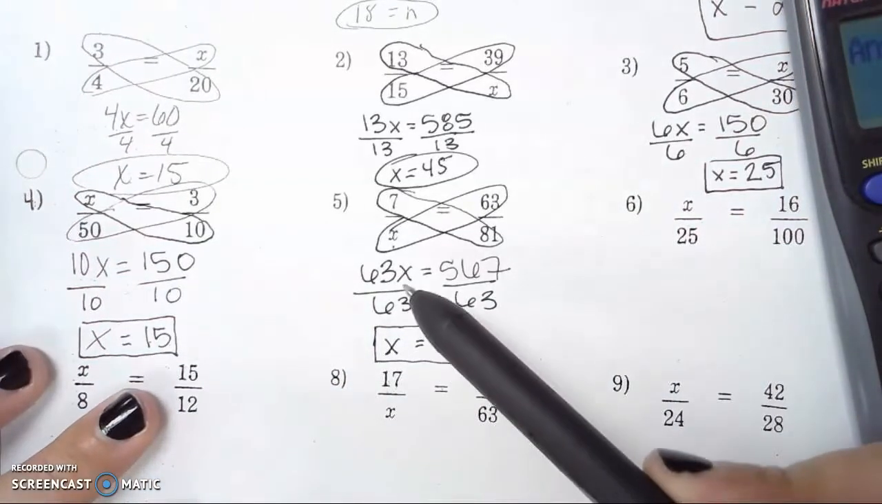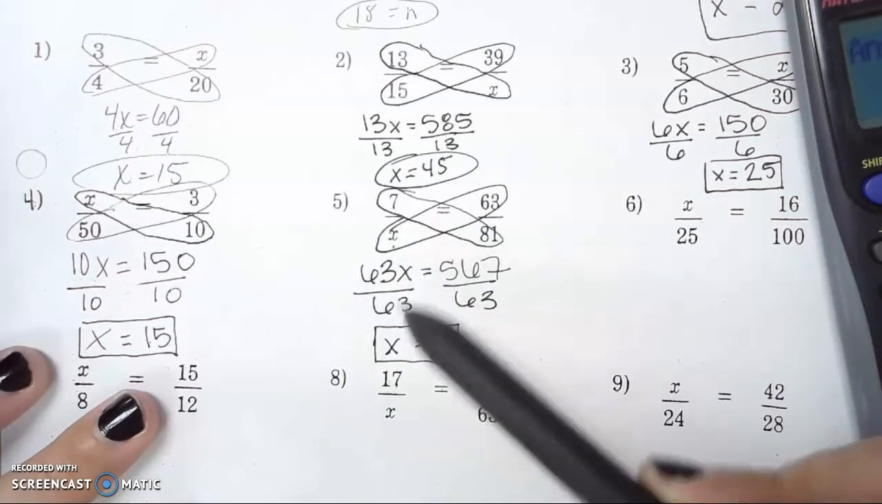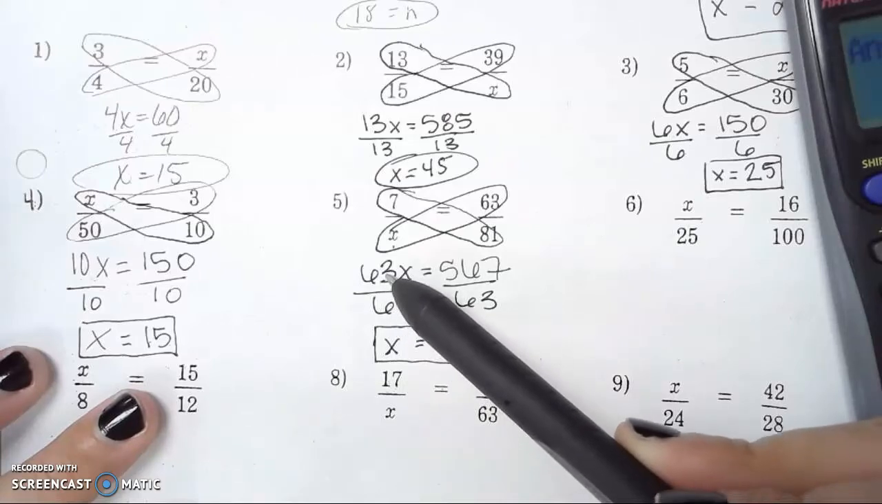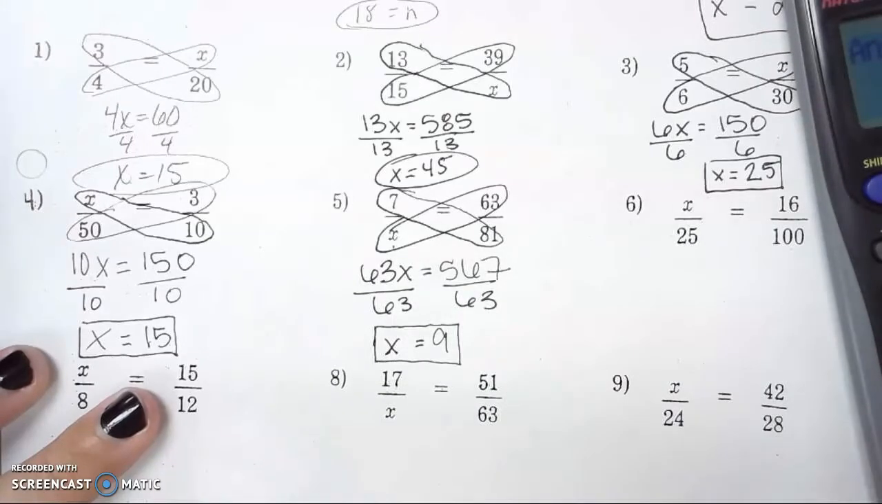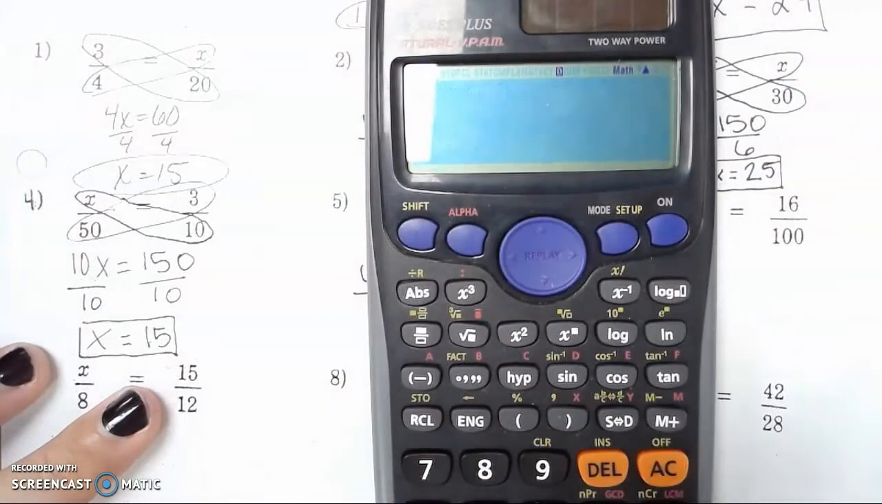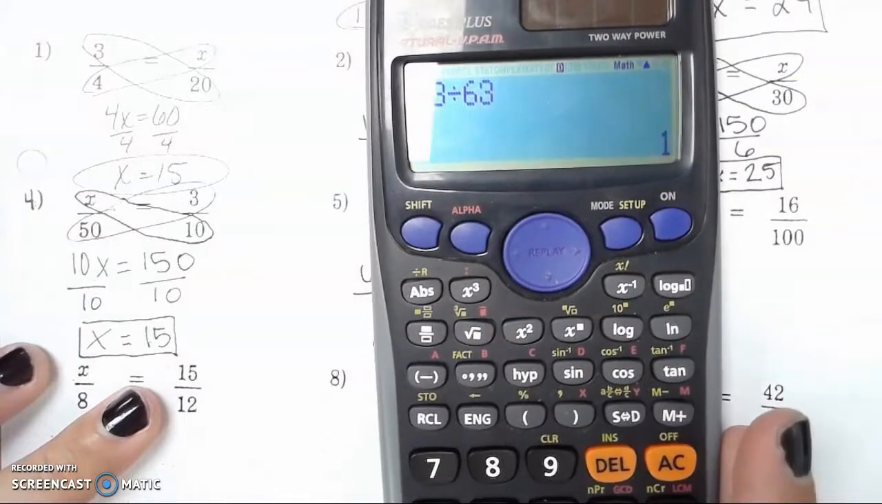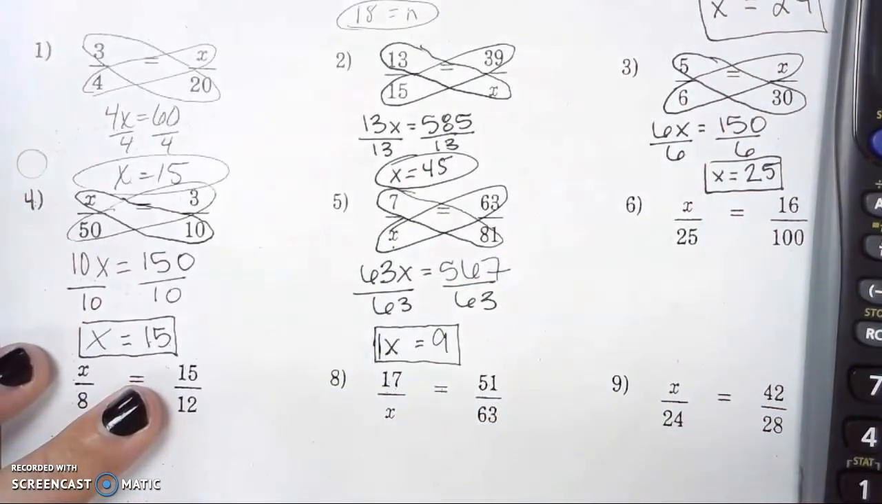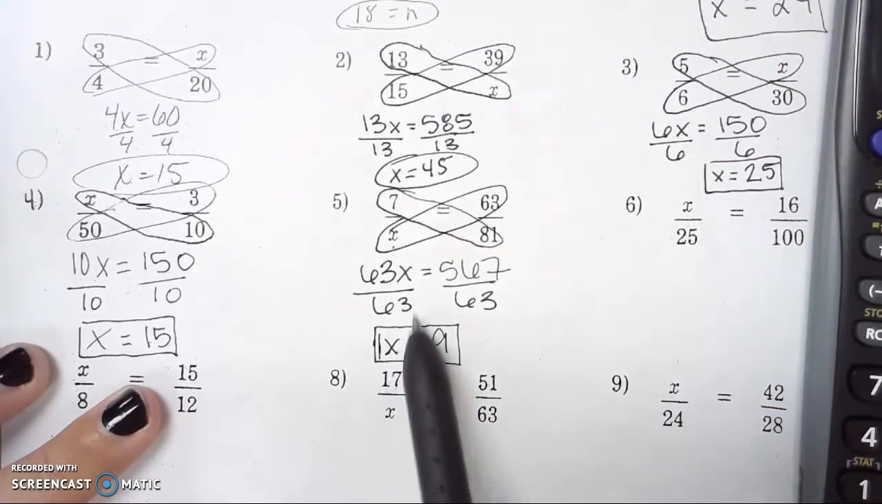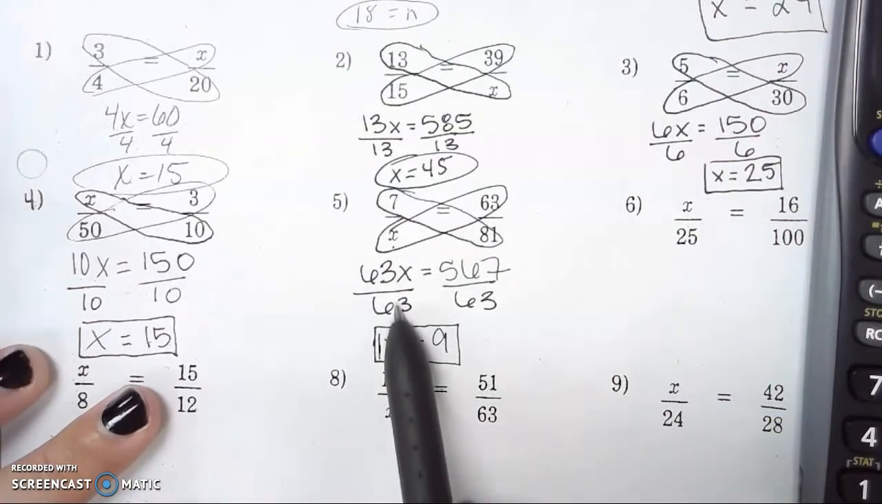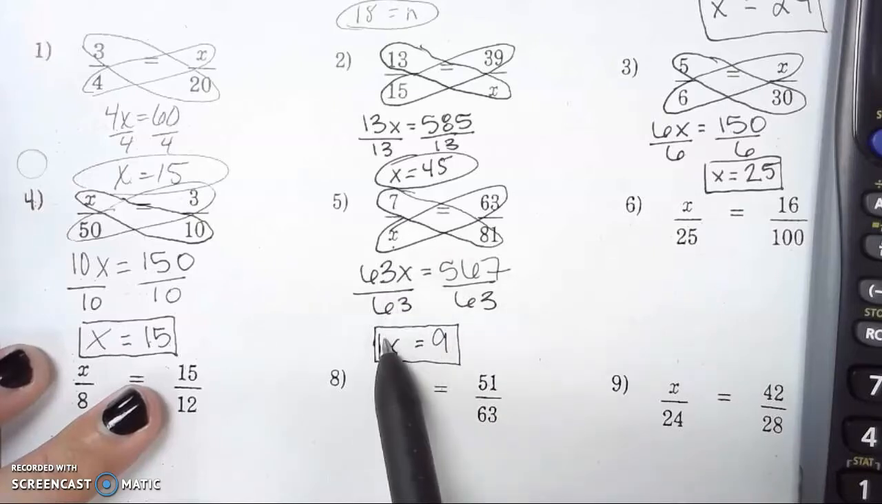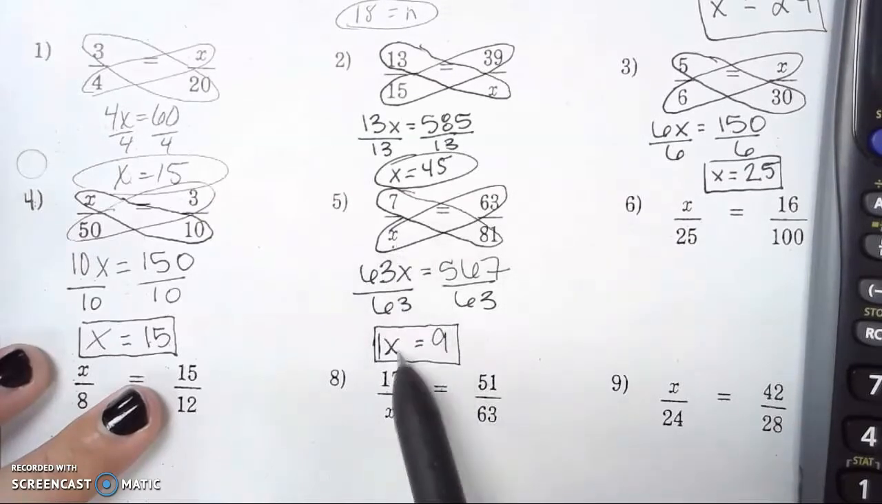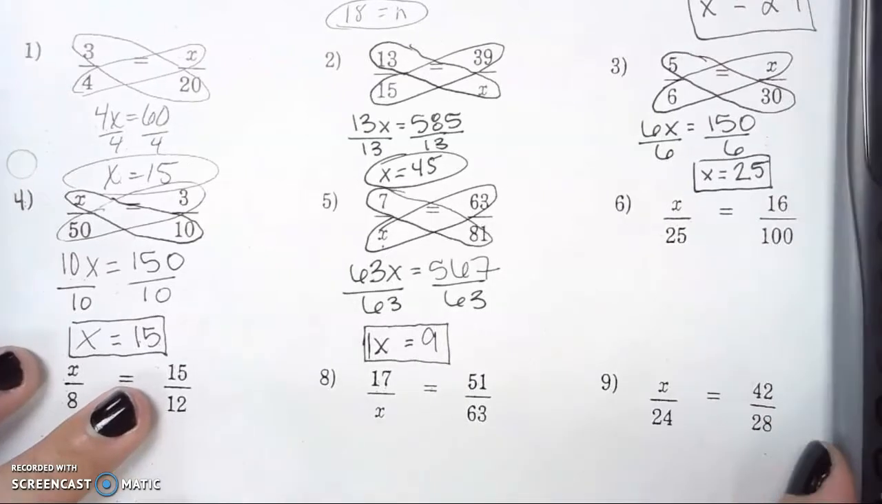And I should state too, the reason why this gives us x by itself is because, do you guys agree that 63 divided by 63 is just 1? And you can even check it. 63 divided by 63 is 1. So technically this would be a 1x, but 1x is just the same thing as x. So this is why when we divide, we're dividing by this 63 on both sides, because it will give us x by itself. And that's what we want. We're trying to solve for x, and we need that x to be that single number there.